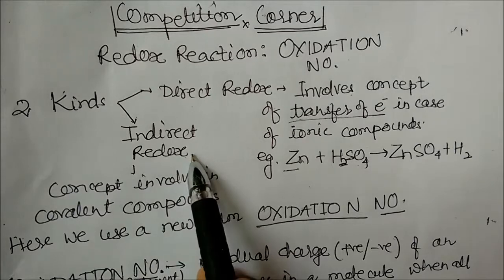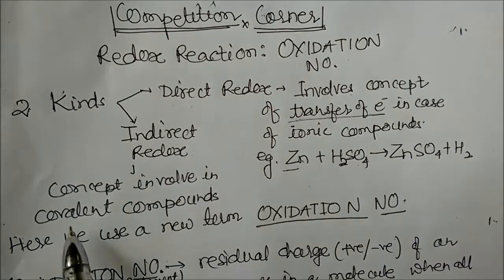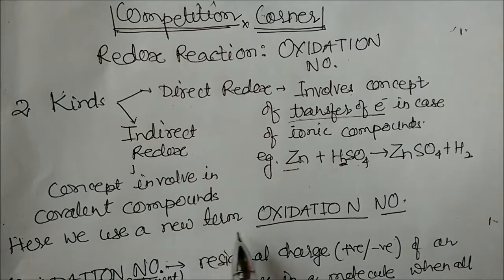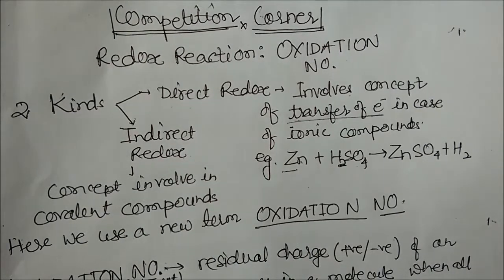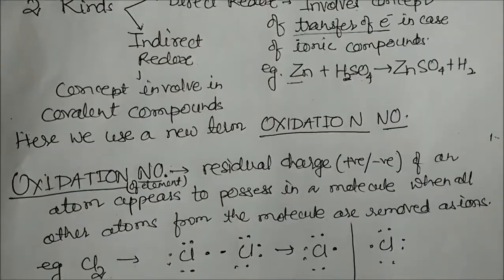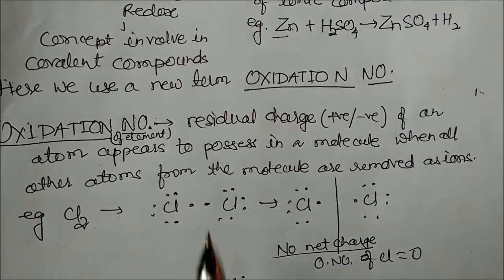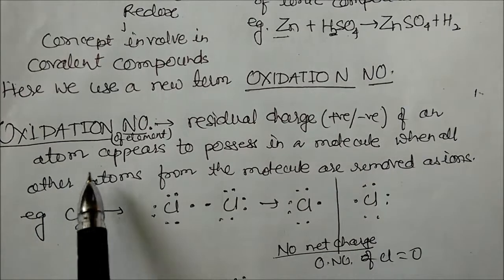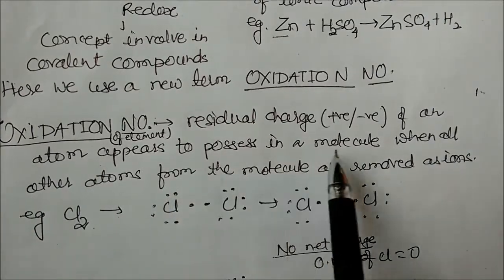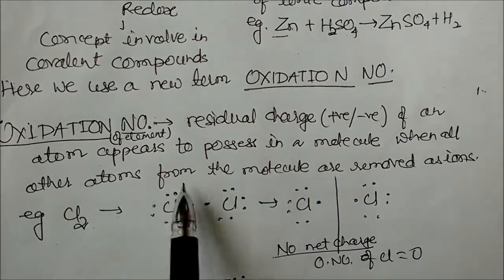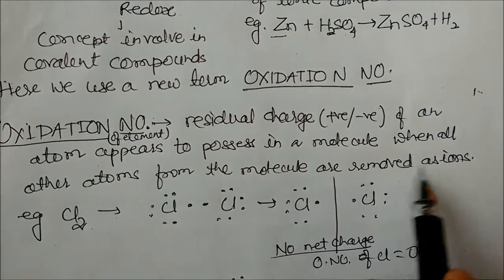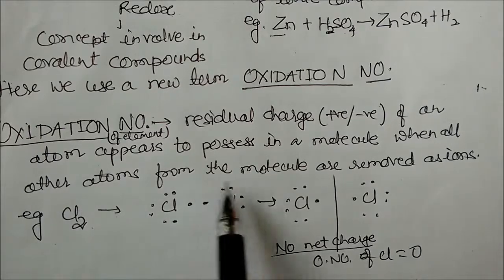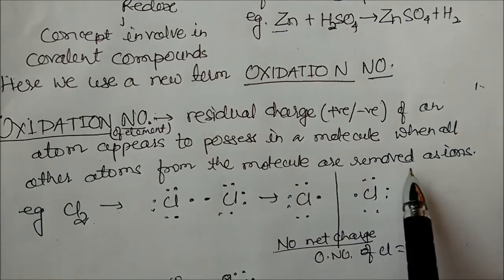In indirect redox reactions, the concept is actually involved in covalent compounds. For covalent compounds we have to use a new term called oxidation number. What is the meaning of oxidation number? Oxidation number is the residual charge, positive or negative, that an atom appears to possess in a molecule when all other atoms from the molecule are removed as ions. So mark it: when all other atoms are removed as ions.